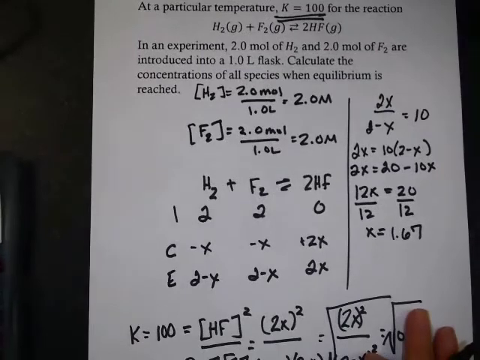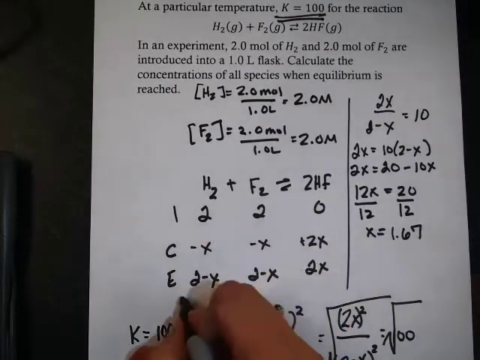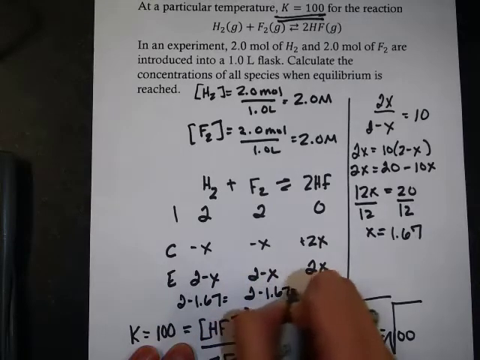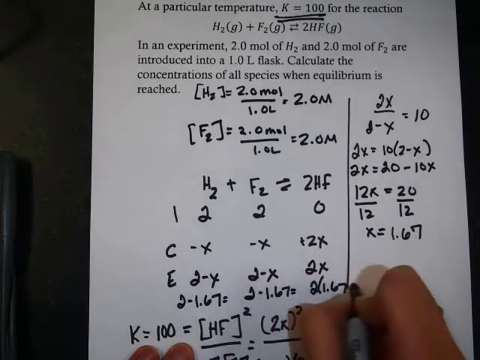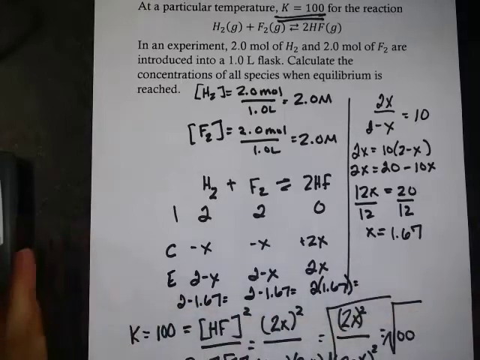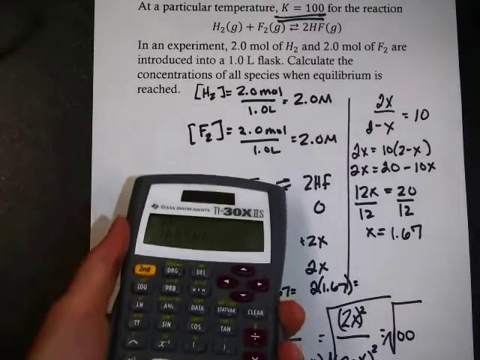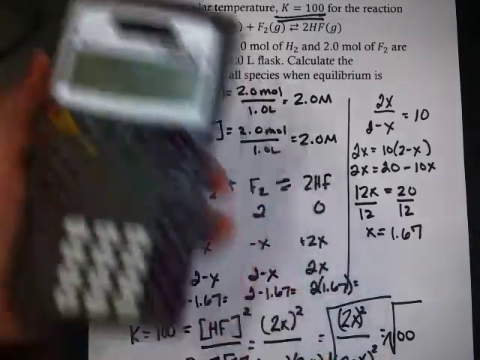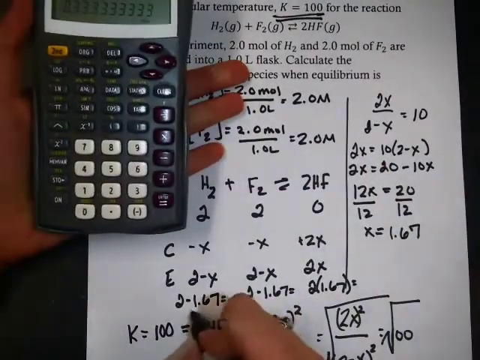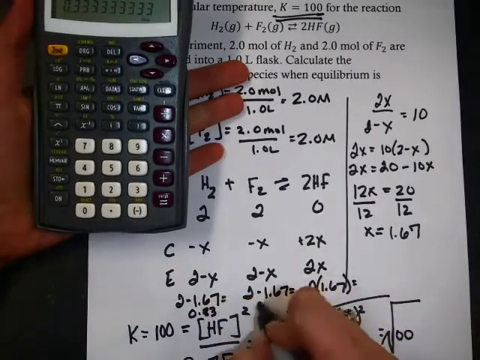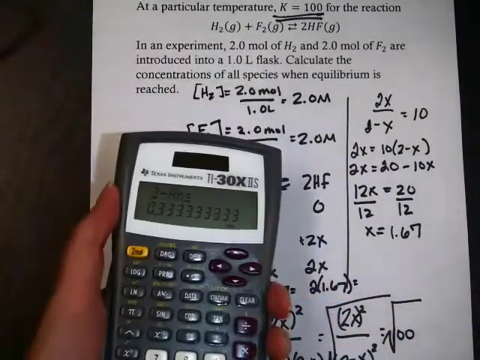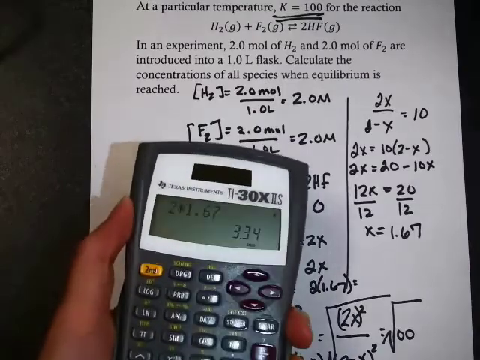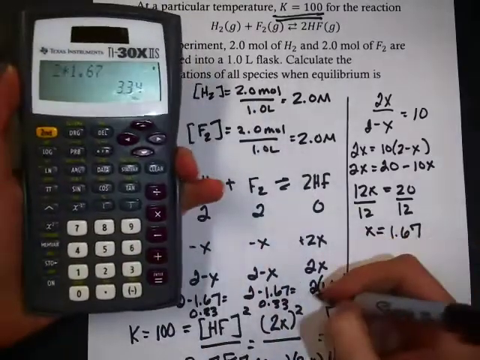So now I'm ready to go back to my ICE table and plug that in anywhere I saw x in the equilibrium line. So 2 minus 1.67, 2 minus 1.67, and 2 times 1.67. All right, so the H2 and the F2 would be 0.33. I'm running out of room here, but we'll squeeze it in, and then I'll write it neatly on the side in a second. And then 2 times 1.67 is 3.34.